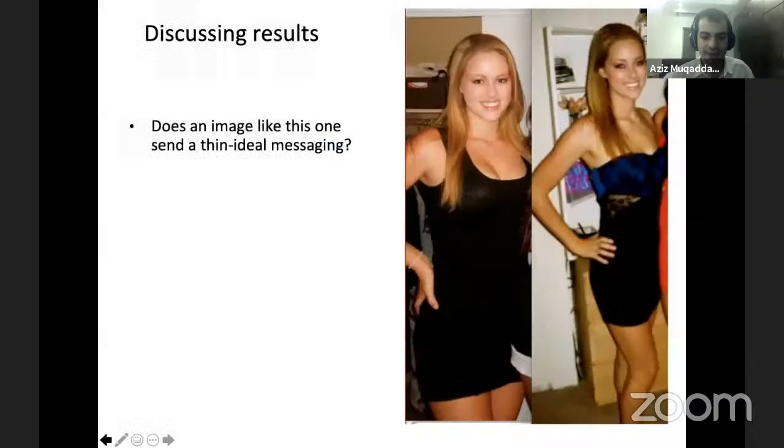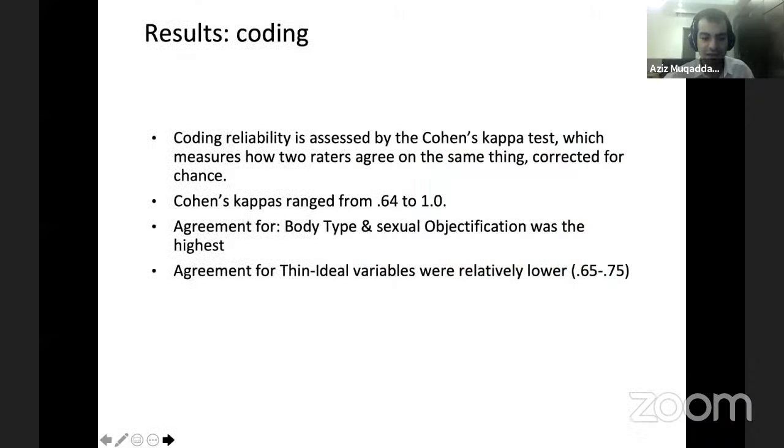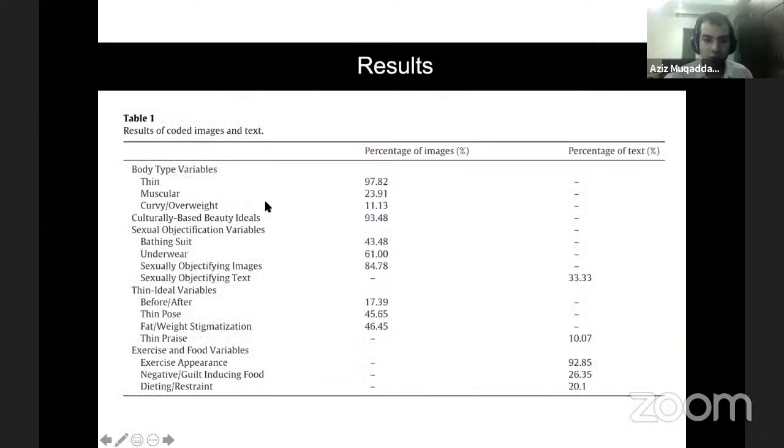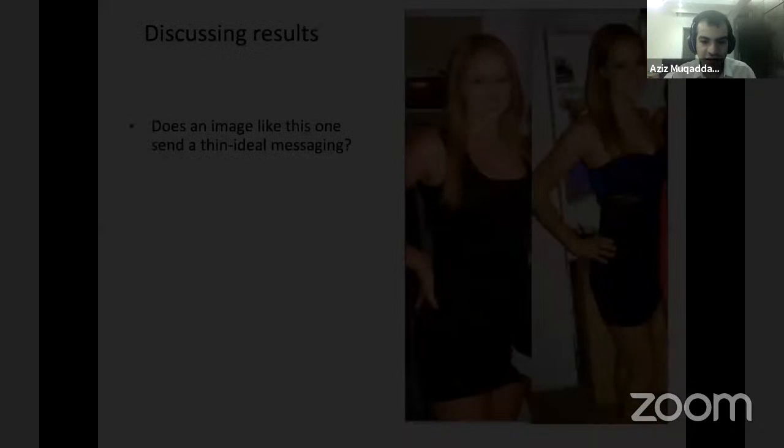If you're looking again, let me go back. Yes, right here. So under body type, do you think a fourth category could be included? Like, I don't know, average maybe. Or here, for sexually objectifying variables, do you think there were better categories to include, other than these two? What do you think? So yeah, this is what you'll have.